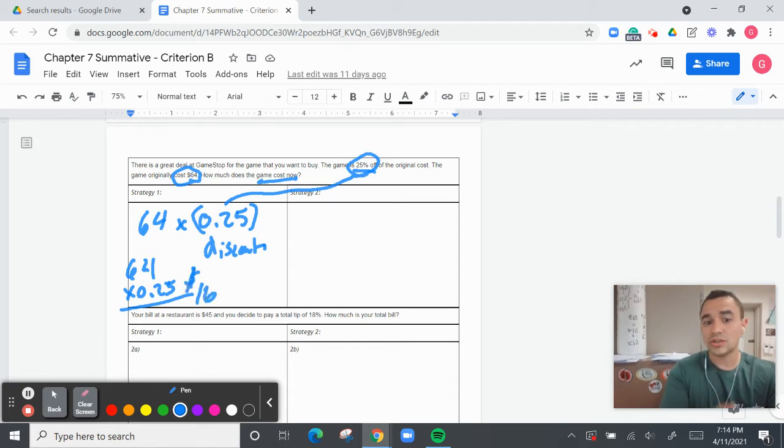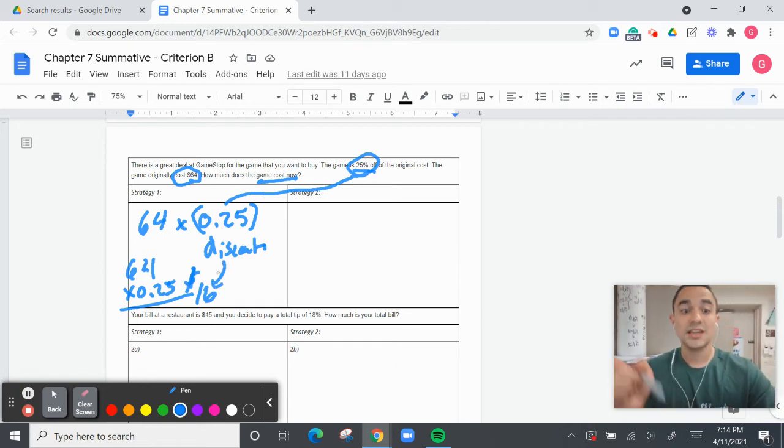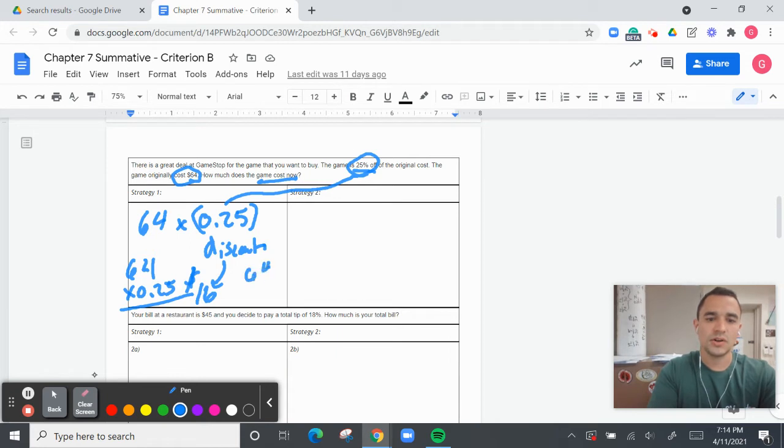But that's not the original cost. That's our discount. The discount is 25%. So the discount is $16. And so that means you got to do 64 minus 16. That should give you 48. That should be the answer.